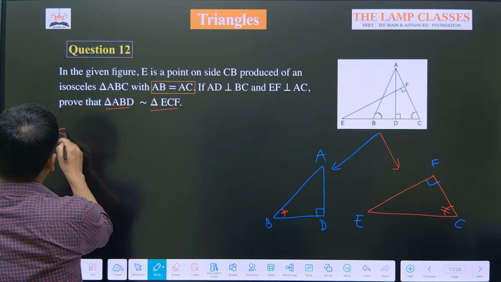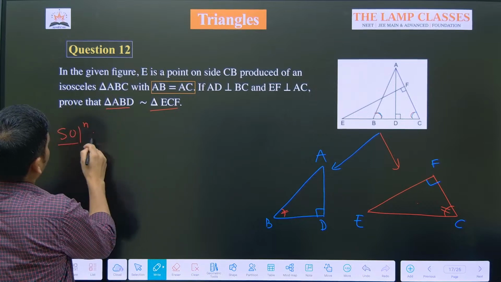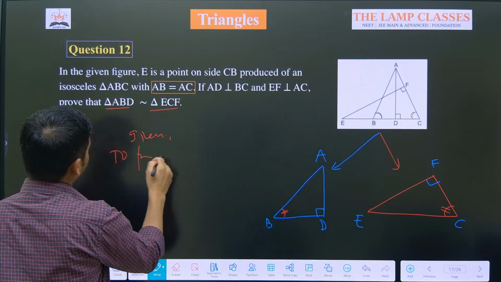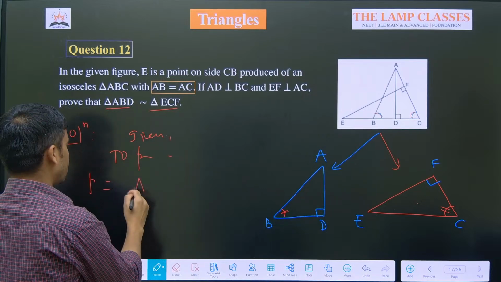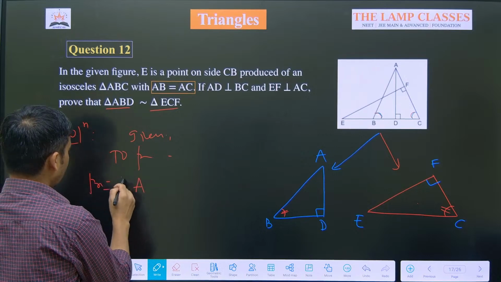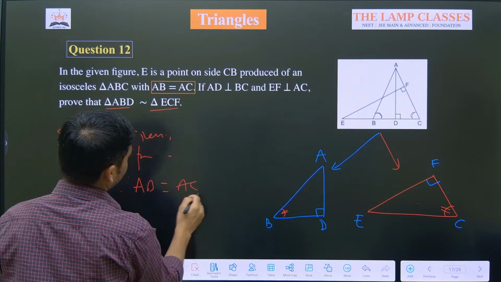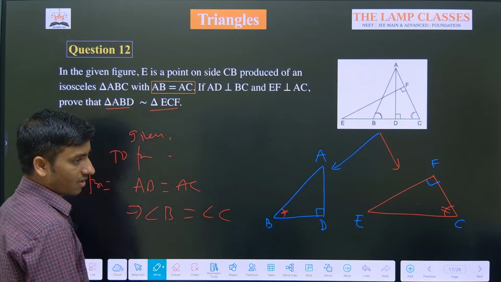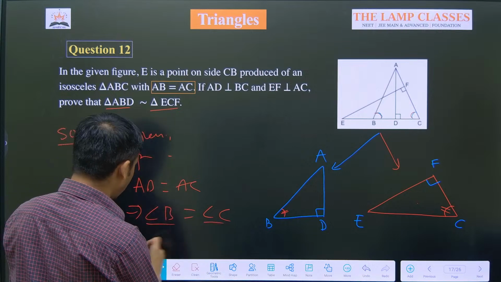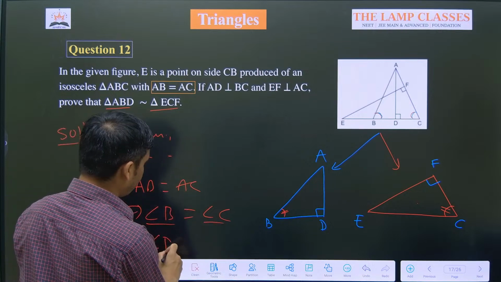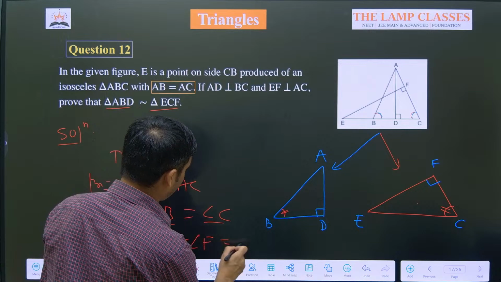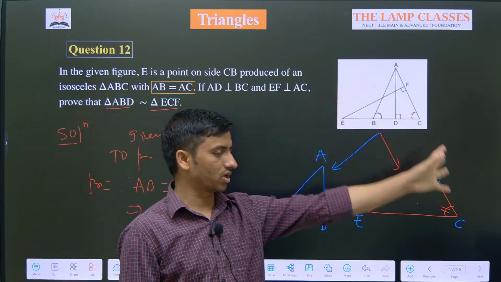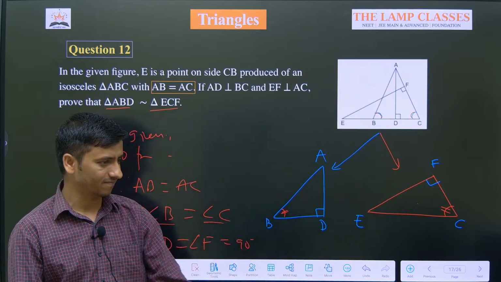So in the solution part, first thing you will mention is what's given, what to prove, and then in the proof part, since AB is equal to AC, angle B is equal to angle C. And if you have proved this is equal to this, and already you know angle D is equal to angle F is equal to 90, hence we can apply the A criteria and write these two triangles are similar. Did we understand?